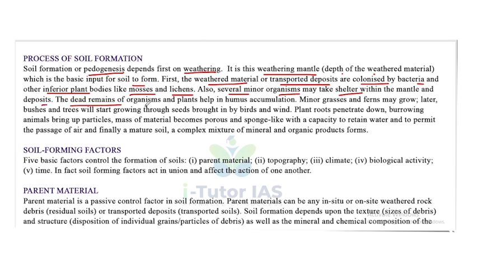The dead remains of organisms and plants help in humus accumulation. Minor grasses and ferns may grow. Later, bushes and trees will start growing through seeds brought in by birds and wind. Plant roots penetrate down. Burrowing animals bring up particles. Mass of material becomes porous and sponge-like with a capacity to retain water and to permit the passage of air, and finally a mature soil. A complex mixture of mineral and organic products forms.